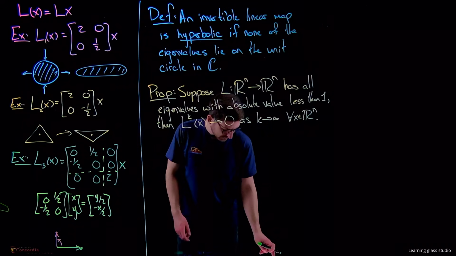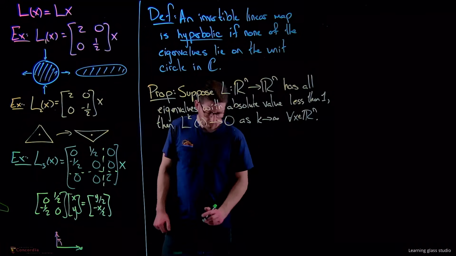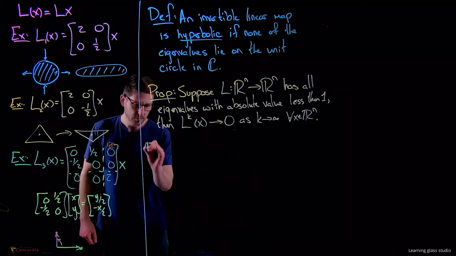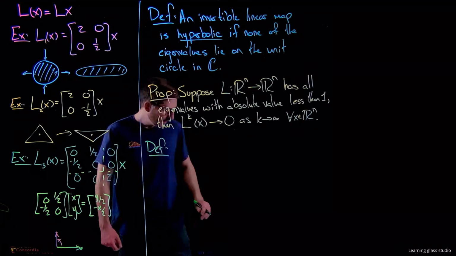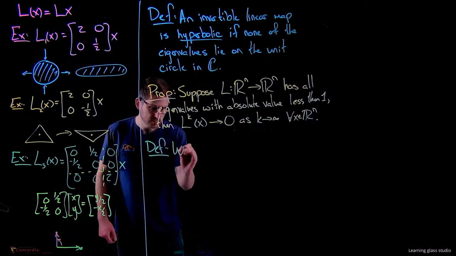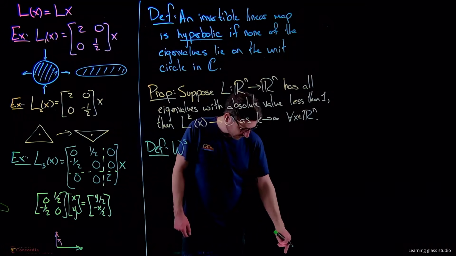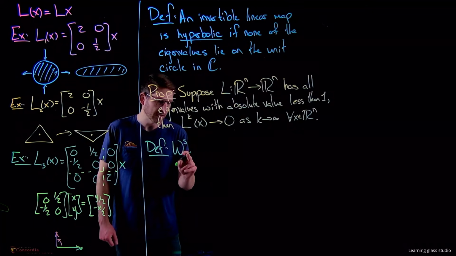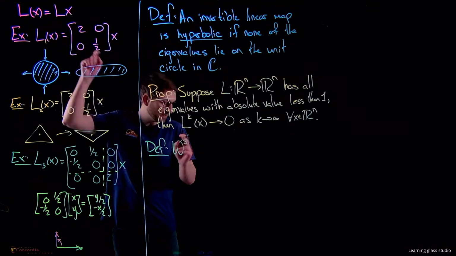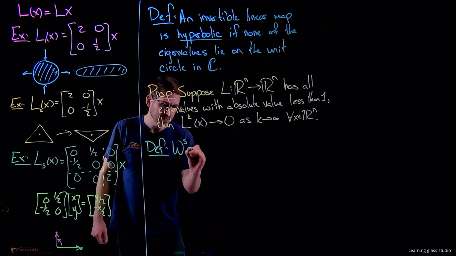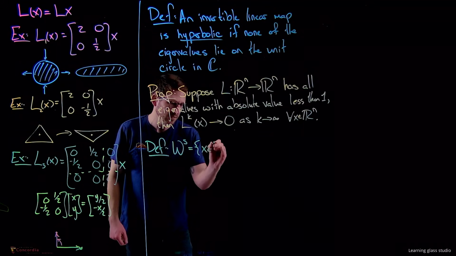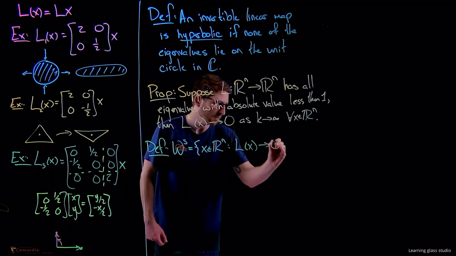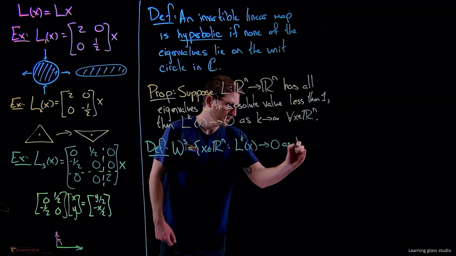Now, here's what we really want to say, though. Okay, so we want to introduce a definition first. We're going to say that W^s, in this case of 0, but it won't really matter because that's the only fixed point that we're interested in these cases. W^s is the set of all x in R^n such that L^k of x goes to 0 as k goes to infinity.